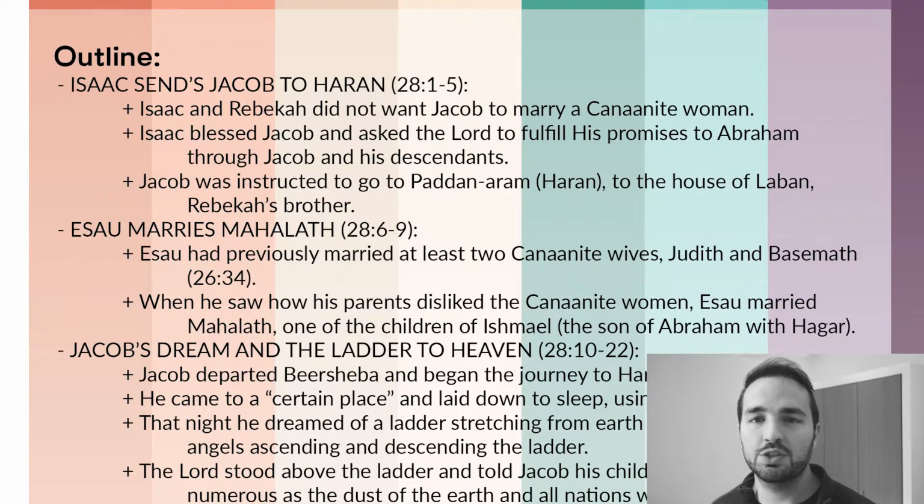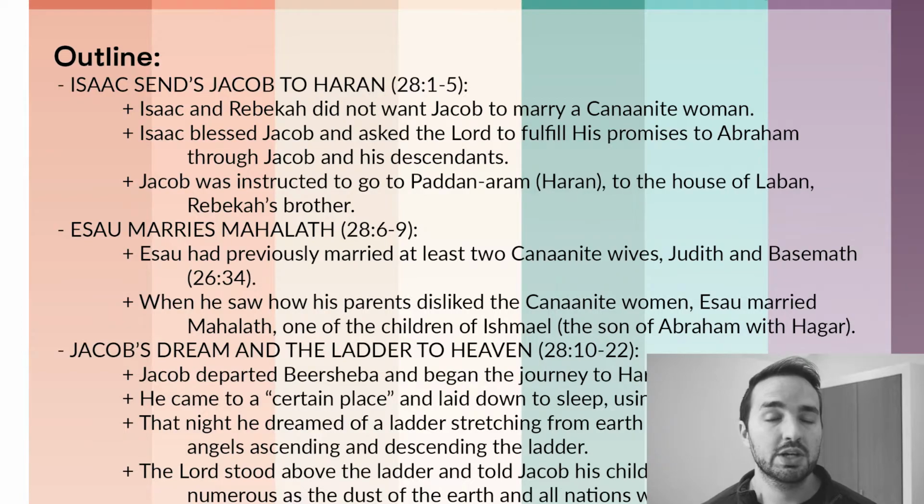And so now we'll go over a short outline of the chapter and hit on the key sections. The first section, verses 1 through 5, Isaac sends his son Jacob away to Haran to find a wife. Isaac and Rebekah didn't want Jacob to marry one of the Canaanite women because Esau had married some of the Canaanite women and they had made Isaac and Rebekah's life hard. And so Isaac blessed Jacob and he asked the Lord to fulfill his promises that he had made to Abraham through Jacob and through his descendants. And so then Jacob was instructed to go to Haran or Padan Aram to the house of Laban.